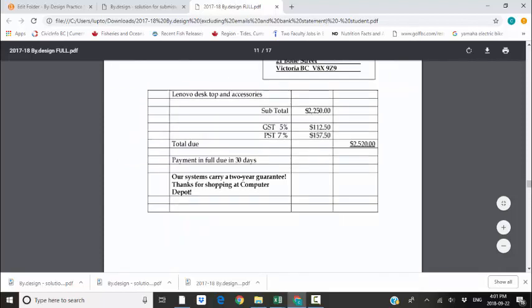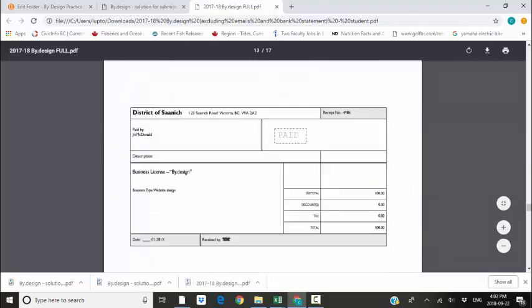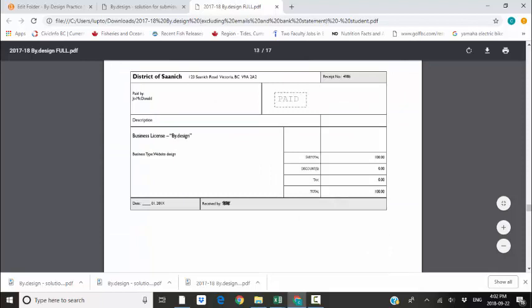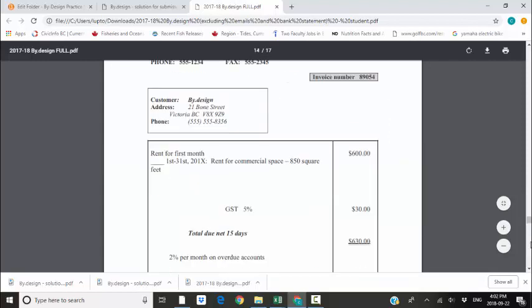And then we've got things that we buy. These are our accounts payable: Computer Depot, Computer Supply World, District of Saanich. But remember, that was the one that would go instantly to an expense. We wouldn't have to set that up as a payable because it was paid instantly. Gordon Head Property Management, that's for paying our rent.